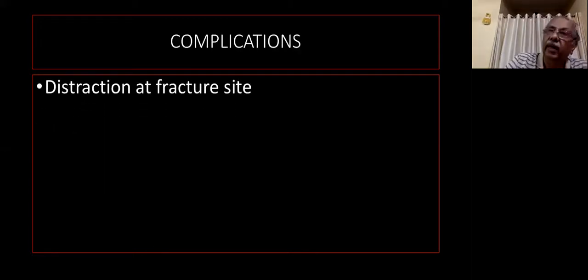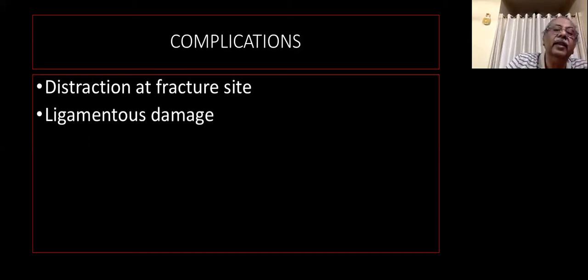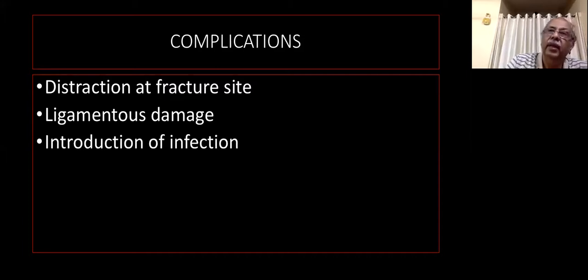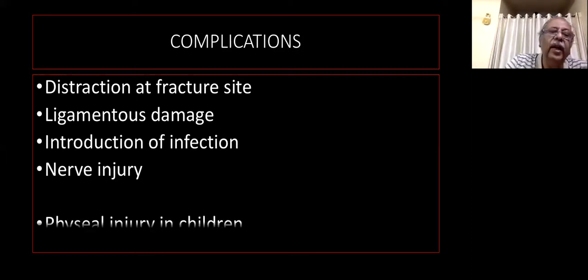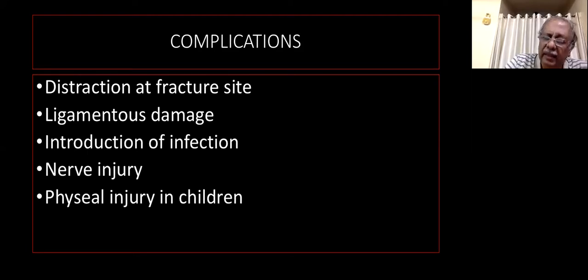Complications, mainly it causes distraction at the fracture site. So if there is a ligamentous injury and you give an upper tibial traction, it will produce distraction and cause further damage to the knee ligaments. Pin tracks may get infected, and the introduction of infection can produce nerve injury either during the introduction of the pin or later. And in children, you should be extremely careful because you cannot put a Steinman pin. What is usually given is a K-wire traction.